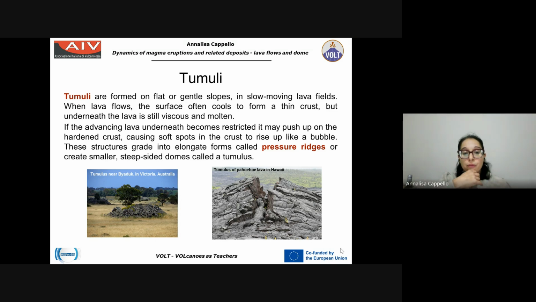Tumuli can be like steep-sided domes, or have a more elongated form. In this case, like on the right, they are called pressure ridges. These are two examples of tumulus, one in Australia and one of pahoehoe lava due to eruptions in Hawaii.